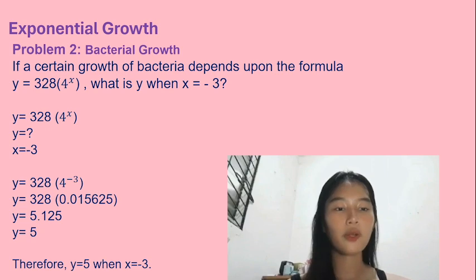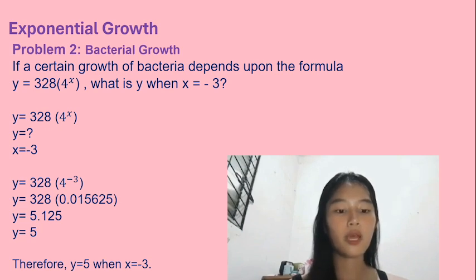Third, perform the multiplication. Substitute the value of 4 raised to negative 3 back into the equation. Y equals 328 times 0.015625. Perform the multiplication. Y equals 5.125. The 5.125 came from 328 times 0.015625.